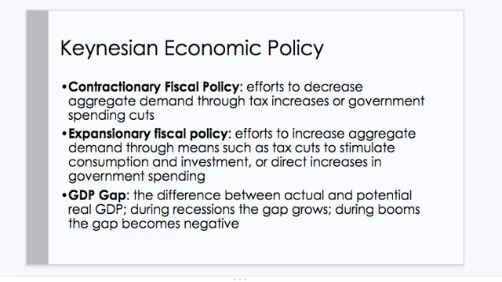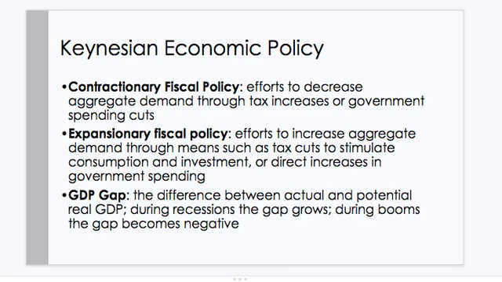Contractionary fiscal policy: efforts to decrease aggregate demand through tax increases or government spending cuts. Expansionary fiscal policy: efforts to increase aggregate demand through means such as tax cuts to stimulate consumption and investment, or direct increases in government spending.